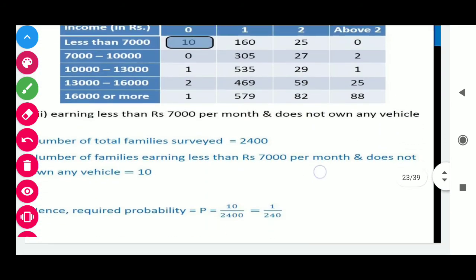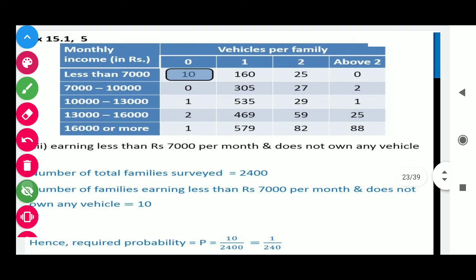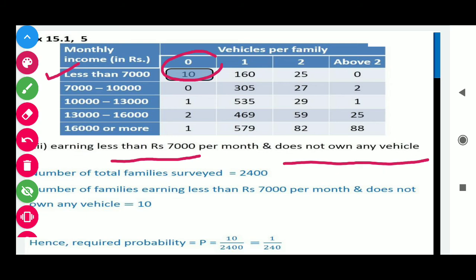Now students, this is the last part of this one. Third part is earning less than rupees 7,000 per month and does not own any vehicle. So students, you can observe from the table, less than rupees 7,000 is the first row, and does not own any vehicle. Here are the 10 families that don't have any vehicle. Number of total families is 2400, and these types of families that don't have any vehicle are 10 in numbers. So students, in this way our answer is 10 over 2400. By cancelling out, we get 1 over 240.